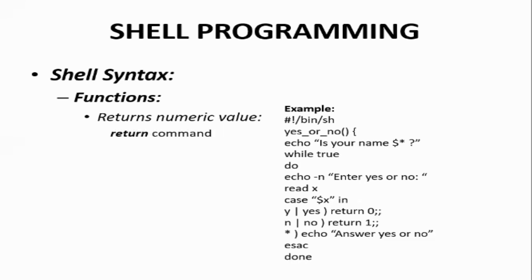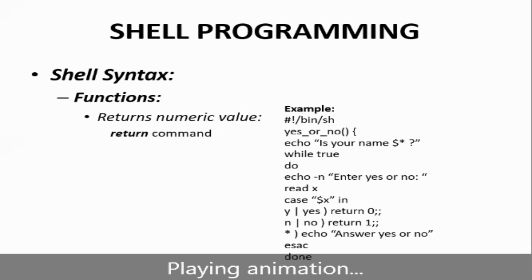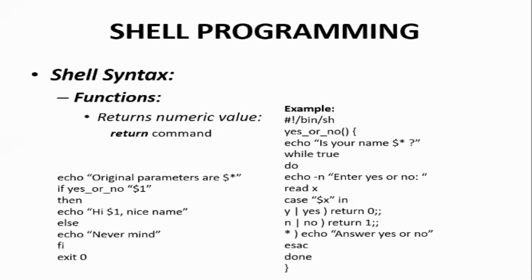Now I will show you the original part of the code. That is the main important part of the code. That is, echo the original parameters: whatever is passed to the program at the command line will be displayed here. The original parameters are $*. If s_r_no $1, now I'm passing the parameter with this line, where I'm using this function name as a condition by passing the parameter $1.